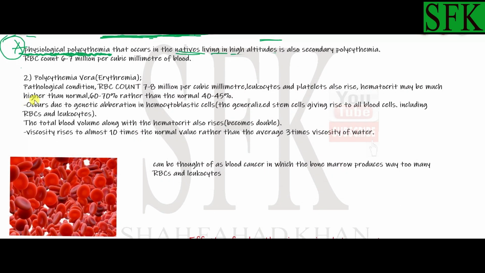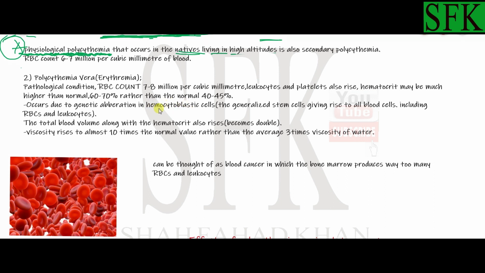In this case, this is basically a genetic abnormality. This is not the body's physiological control mechanism. This is rather a pathological genetic mutation, a genetic aberration that occurs in the hemocytoblastic cells. Hemocytoblastic cells are basically the stem cells that are responsible for the production of all the different types of blood cells.